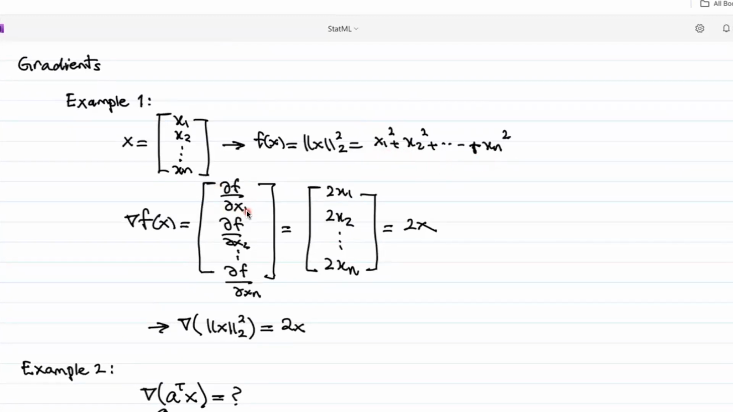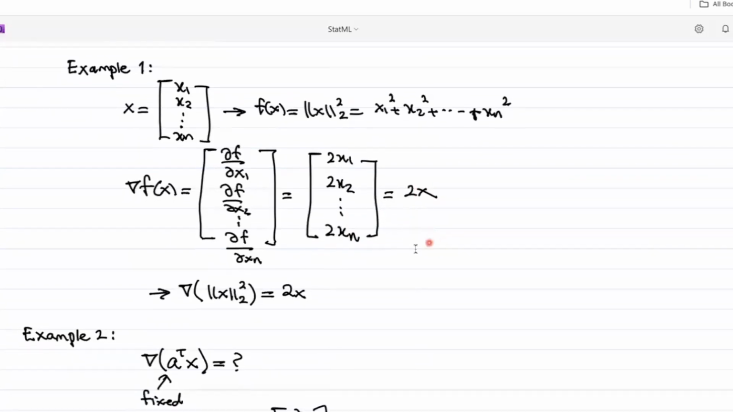If you want to find the partial derivative with respect to x1, x1 is the variable and everything else is fixed or constant. So the only thing you have to take care of is x1 squared, and the derivative is 2x1. The same thing happens when you want to find the partial derivative with respect to x2, x3, and xn. So you end up with a vector which contains 2x1, 2x2, 2xn. And this looks very familiar because this is simply 2 times the input vector x.